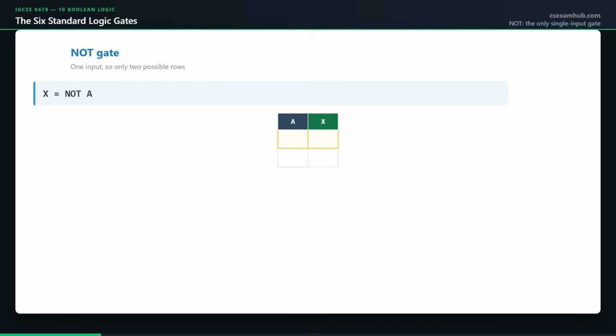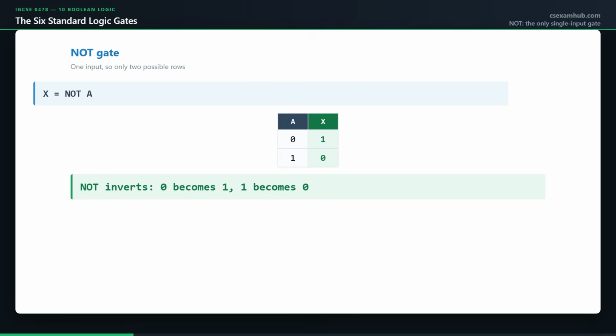NOT is the odd one out, because it is the only gate with a single input. It simply inverts whatever it is given. Its truth table therefore has only 2 rows, because a single input has only 2 possible states. If the input is 0, the output is 1. If the input is 1, the output is 0. That is the whole gate.